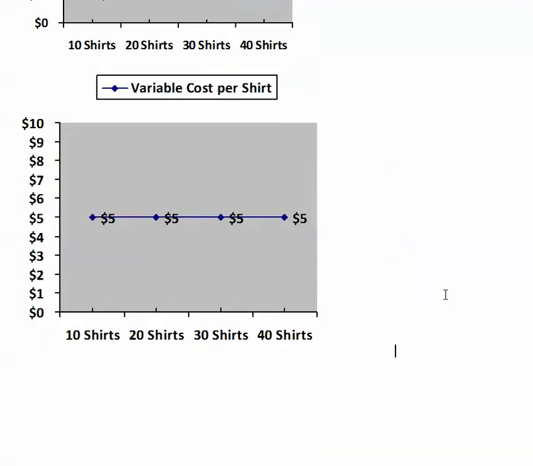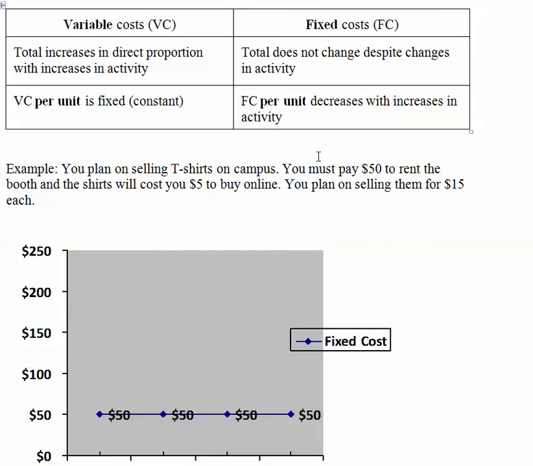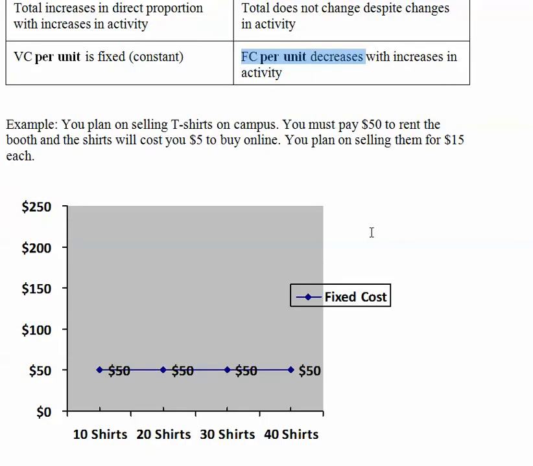Now fixed costs, on the other hand, let's look at fixed costs. They don't change with levels of activity. Your amount will be the same whether you buy and sell one shirt or 40 shirts. But on a per unit basis, we're going to see that actually the cost per unit goes down because you're going to be able to spread those fixed costs over more shirts. So let's go ahead and look at this example.